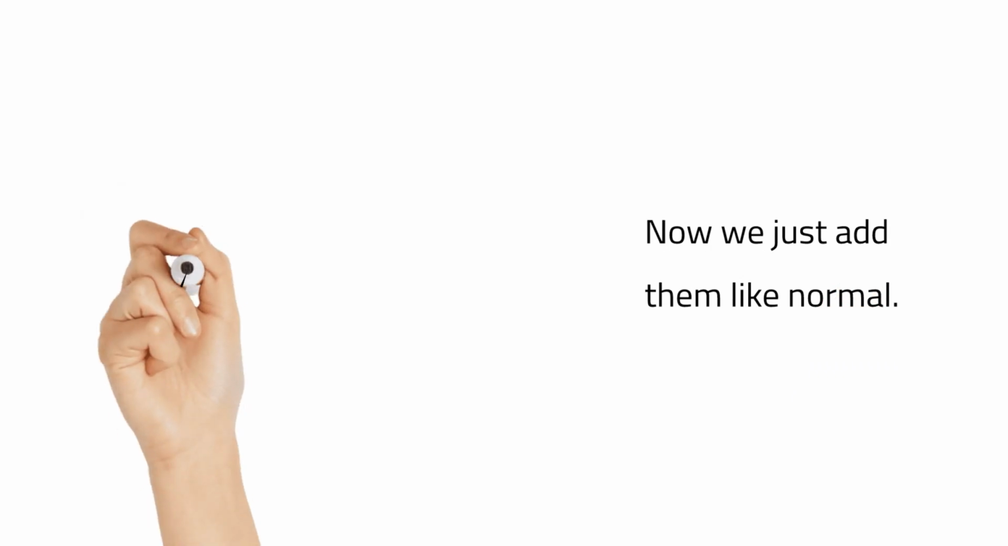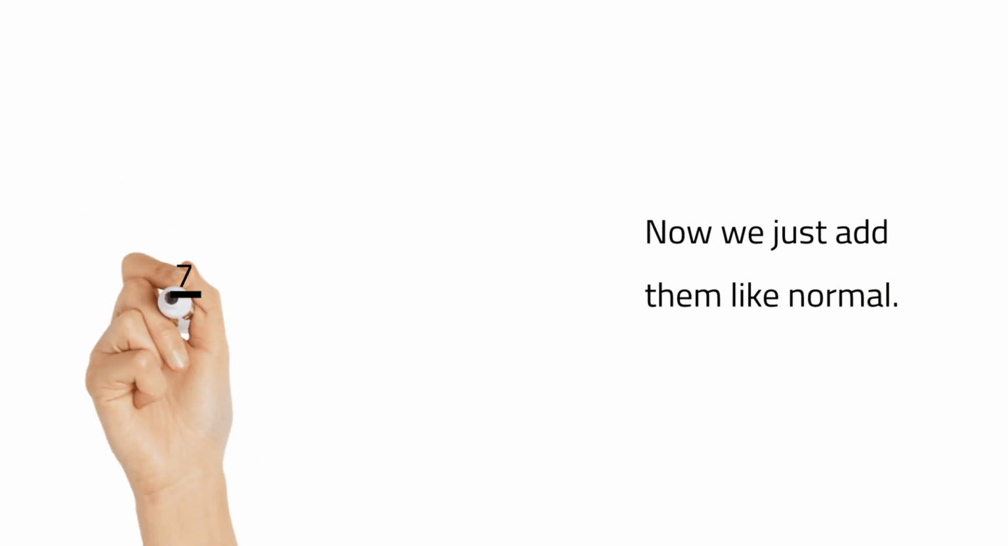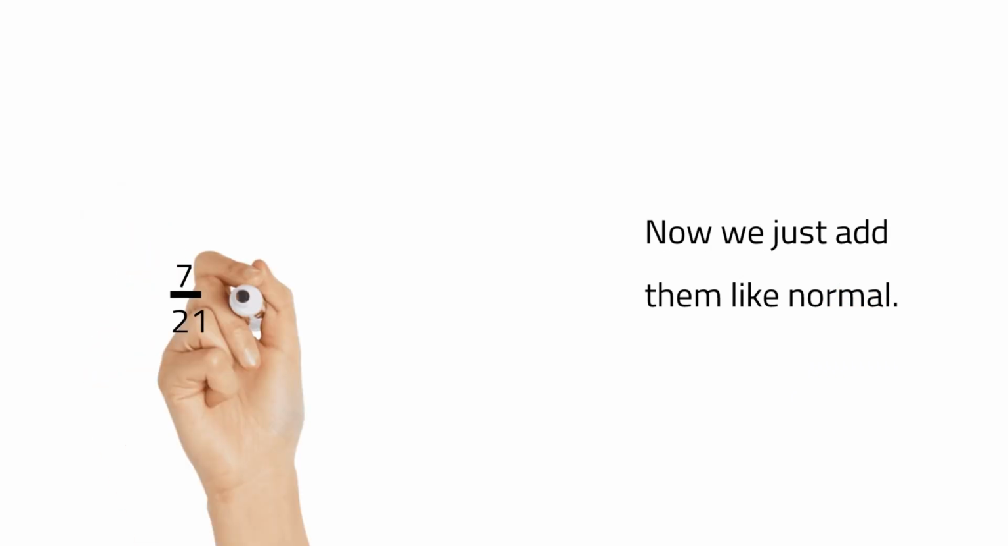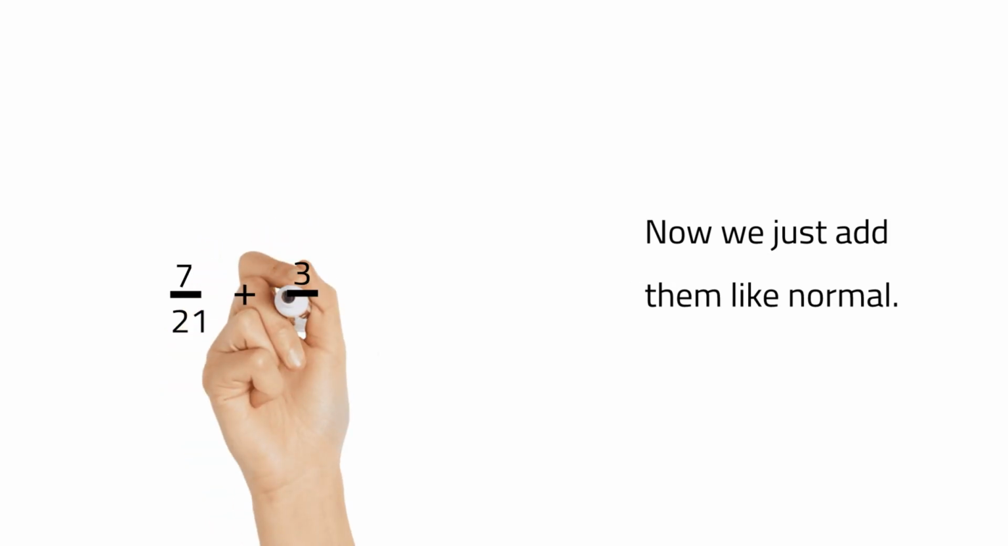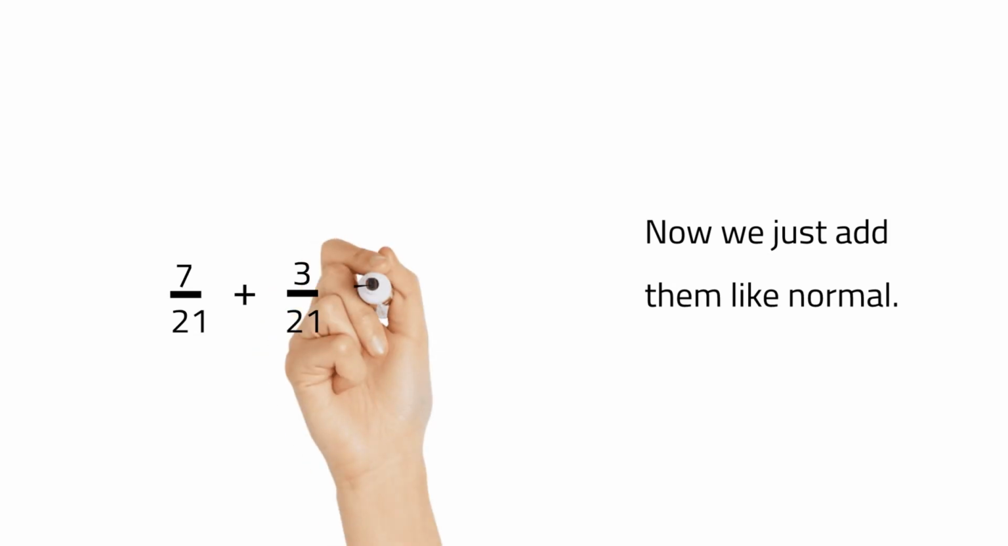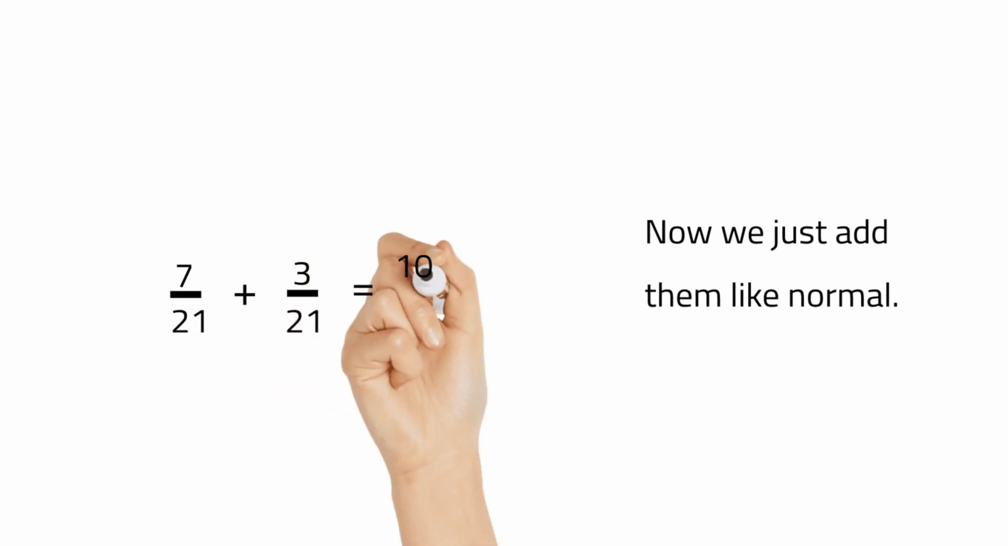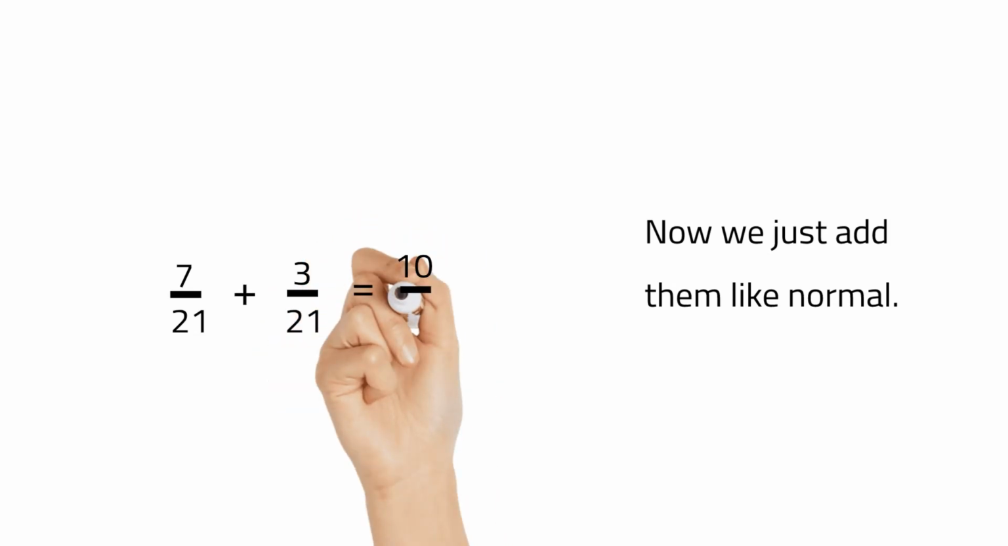Now we just add them like normal. So our equation is 7/21 plus 3/21, which equals 10/21.